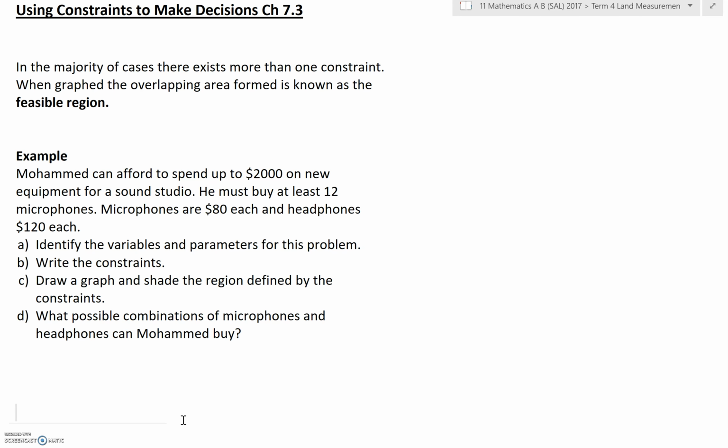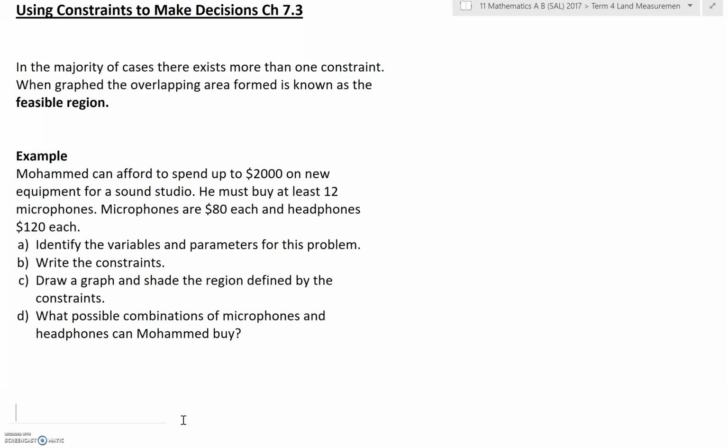So in lots of cases, there is more than one constraint. In fact, that's very normal. So far we only plotted one constraint, but in reality, there's often more than one. And what we do is we graph them together on the same set of axes. And what we're looking for is the area on our graph that overlaps. That overlapping section is called the feasible region. And that's where our best decision-making area is going to be, in that feasible region.